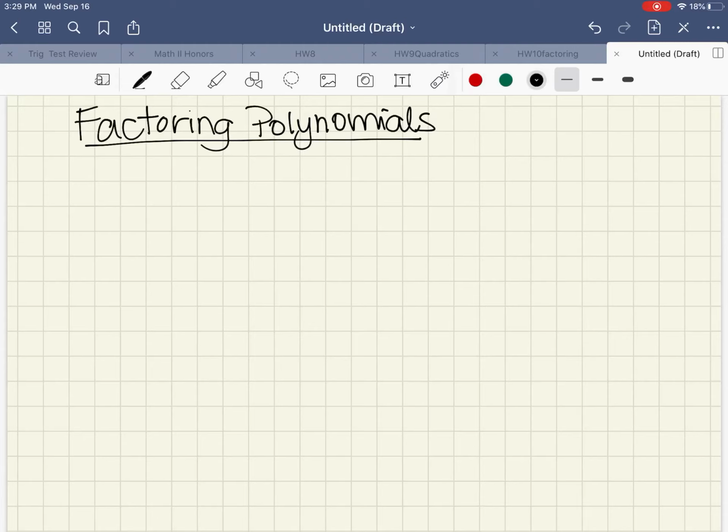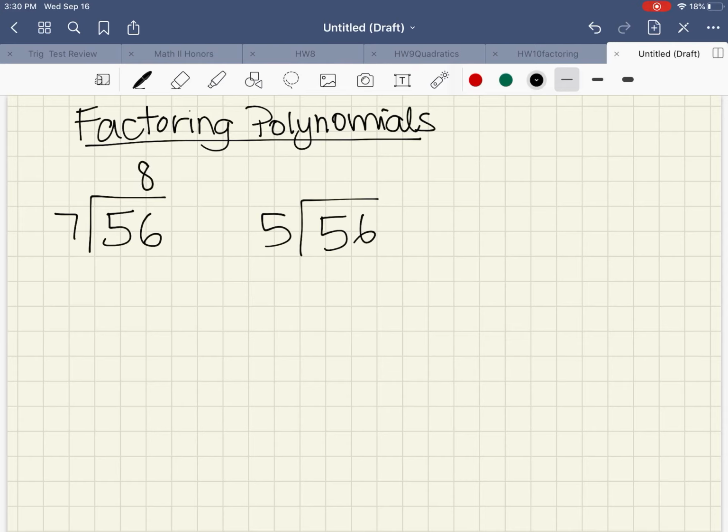So before we get straight into factoring polynomials, let's remind ourselves of what a factor is. Let's say I have 56 and I'm dividing it by 7 and by 5. Notice that when I put 7 into 56, I can do it 8 times. I get 56 and my remainder is 0.